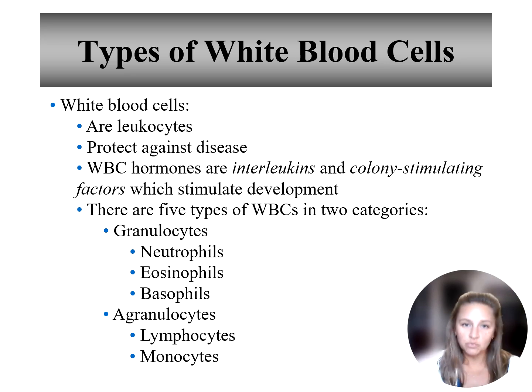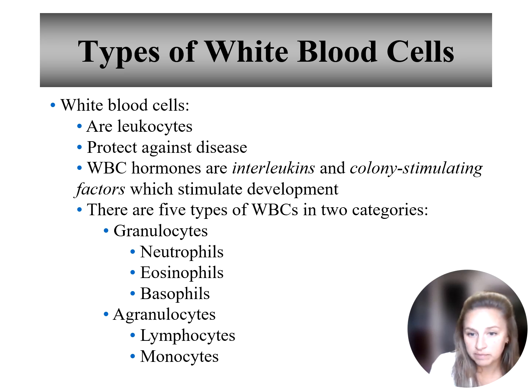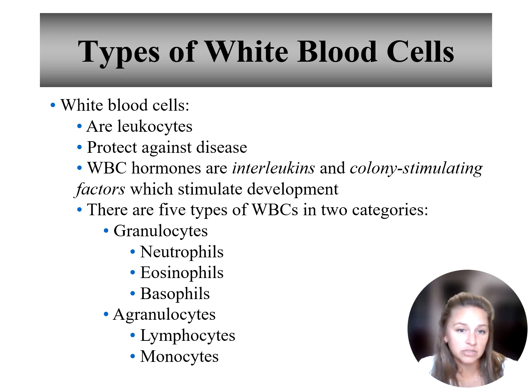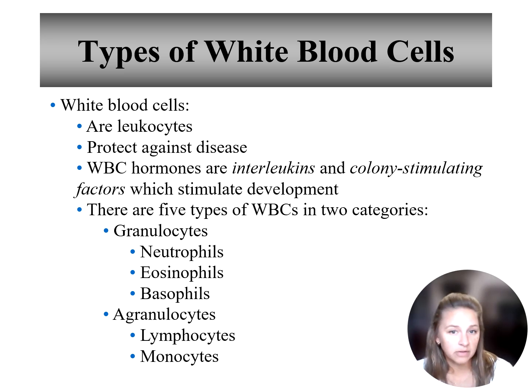So now let's move on to white blood cells. So white blood cells are much lower represented in our blood. We're going to see a table at the end that will show a breakdown, but there's many more red blood cells in a blood cell count than there are white blood cells. So white blood cells are also called leukocytes. The major job of white blood cells is in the immune system to protect against disease. The white blood cell hormones are interleukins or colony stimulating factors, which stimulate development of the white blood cells.